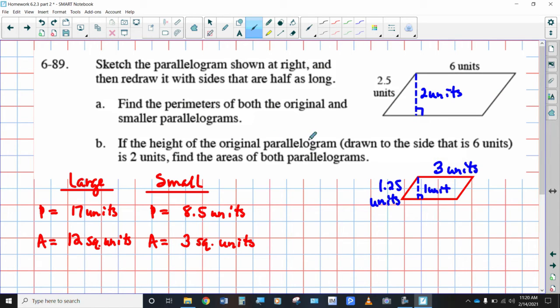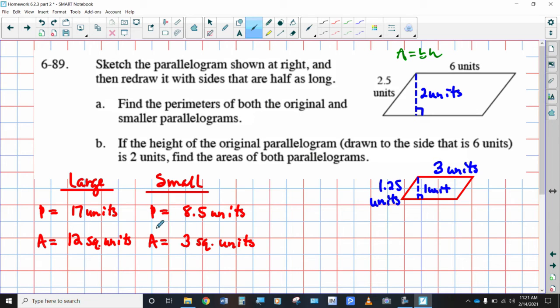Now, let's look and see what happens with the area. It says if the height of the original parallelogram was 2 units, then the area is going to be 12 square units, because parallelograms follow the formula of base times height. So 6 times 2 is 12. This would be 3, and that would be 1. Base times height is going to be 3.